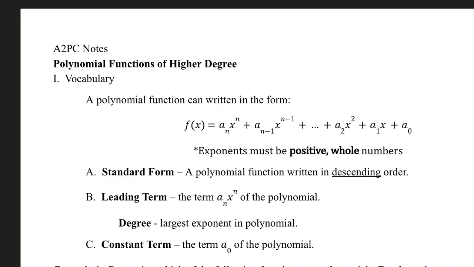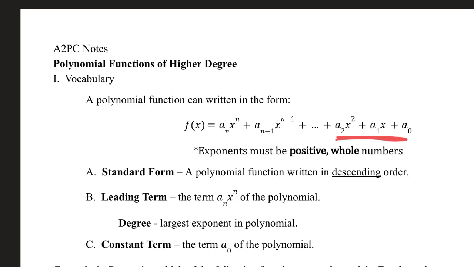Okay, so a polynomial function can be written in the form: you just see a bunch of letters, a sub n, x to the n power, a sub n minus 1, x to the n minus 1 power, and so on and so forth. You've seen polynomial functions, typically we've been focusing on that, right? X squared, x, and then no x. That's the quadratic piece.